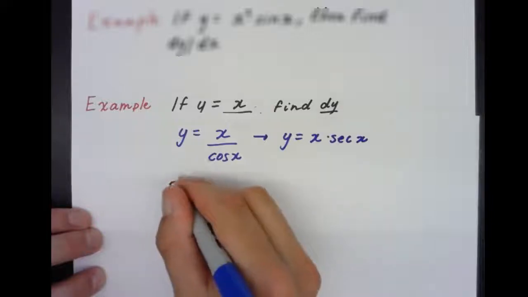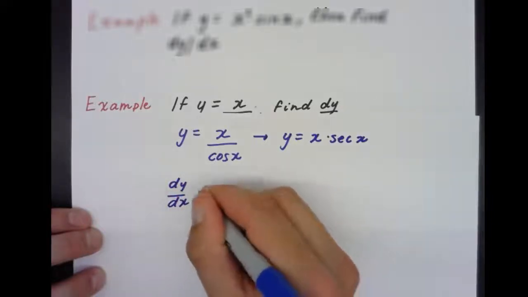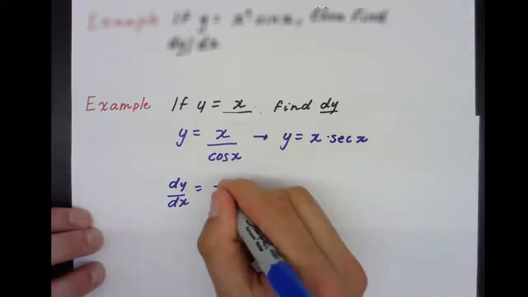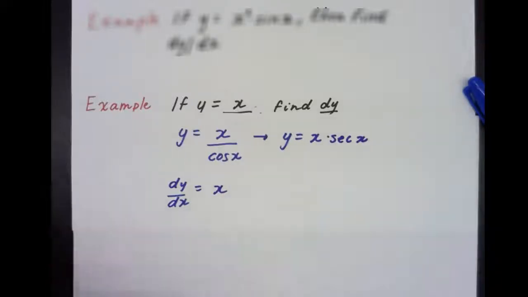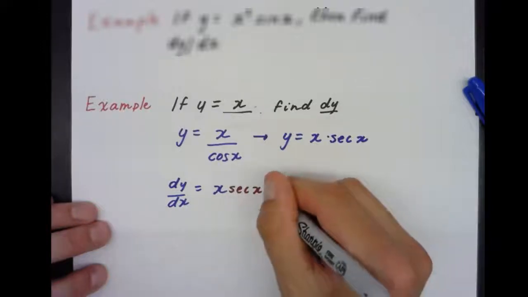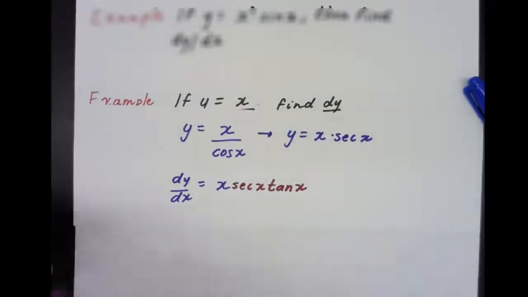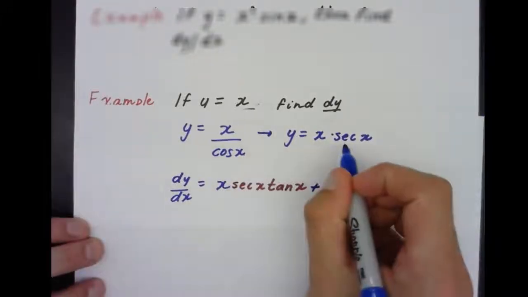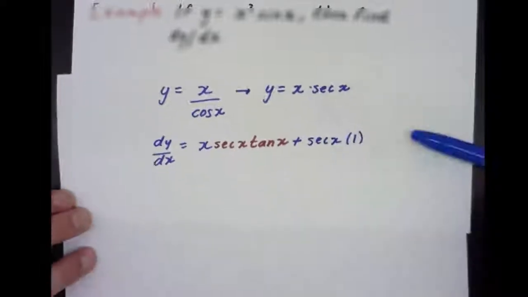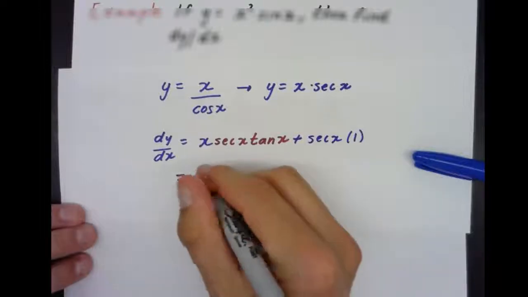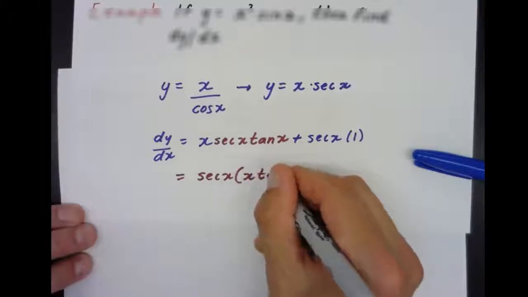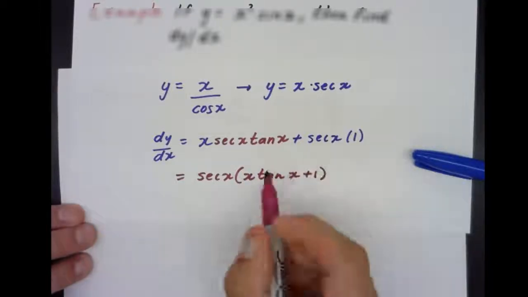Okay? So now you take the derivative, dy dx is equal to, well, let's take the first, which is x, times the derivative of the second, which in my class you won't know yet. The derivative of secant x is just secant x tan x. Okay? Plus the second times the derivative of the first, so secant x times 1. Here, if you wanted to, you could factor out the secant x. So you're left with secant x times the quantity x tan x plus 1. And there's your derivative.